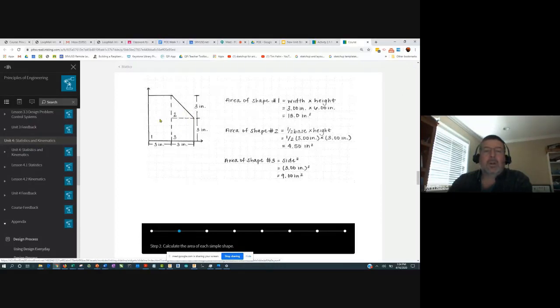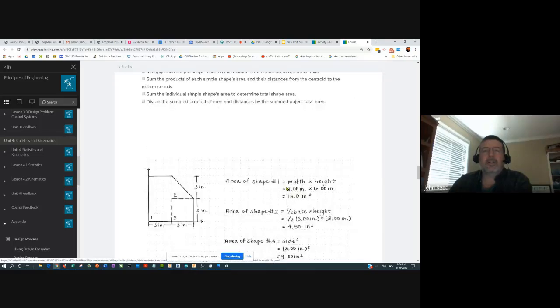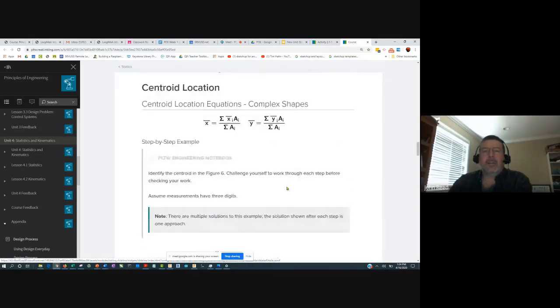And so region one is the tall, skinny rectangle. And so they're just getting the area. Remember, we have to sum these areas in the denominator. So that's 18 square inches. And then shape two is the triangle, half base times height. So its area is 4.5 square inches. And finally, the square here, region three, and it is 9 square inches. Okay, remember that goes in the denominator. Adding all those up is right here.